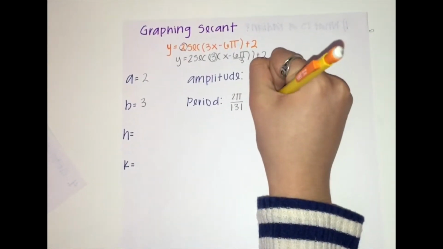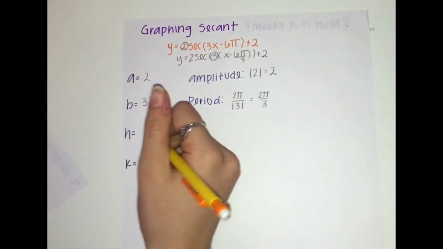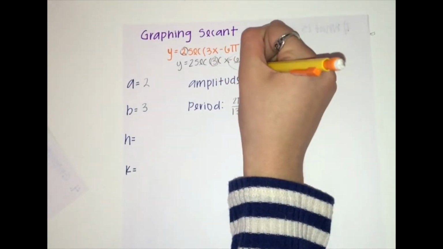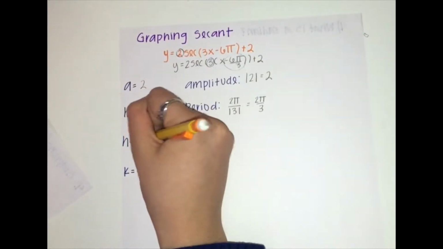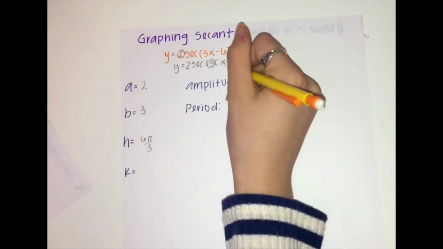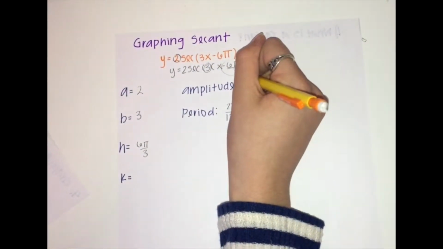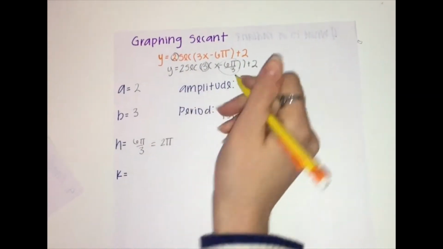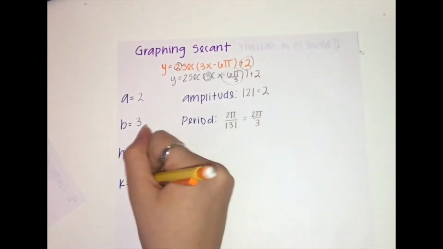To find our h, we look at when we took out that 3, it goes under what we transformed, so it's 6 pi over 3. It was minus 6 pi over 3, but we flipped the sign, and we're going to simplify it, and that is 2 pi. And our k is what's at the end, which is a 2.